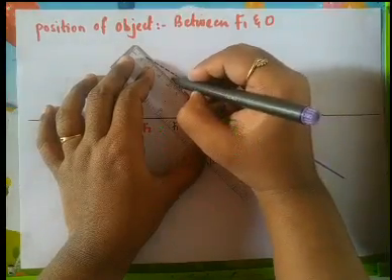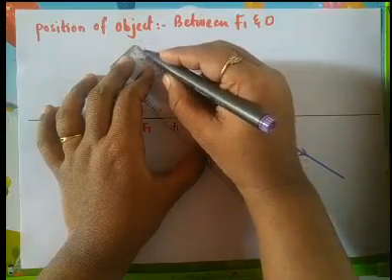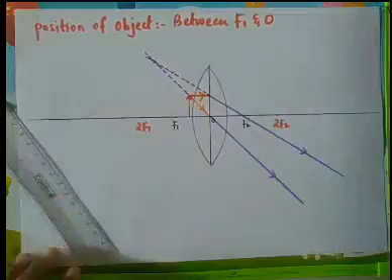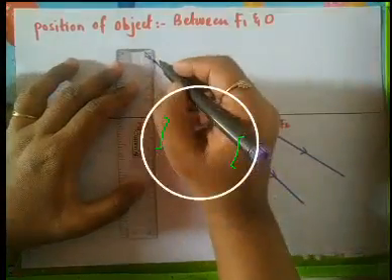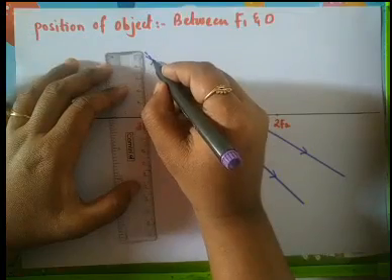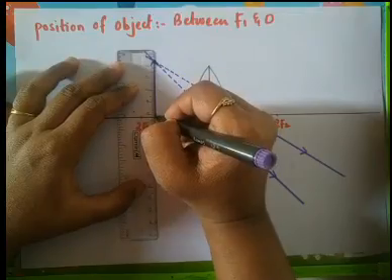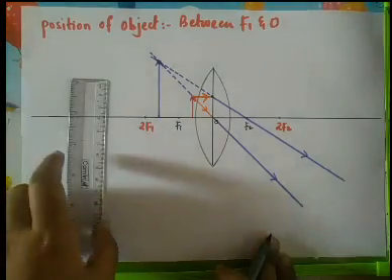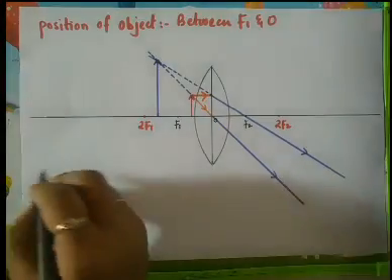See, I'll extend them behind the lens, and you will find that these two rays are intersecting at one point. So this is the place where your image will form. Here your image will form. This would be your image. Okay, now let's describe the image.